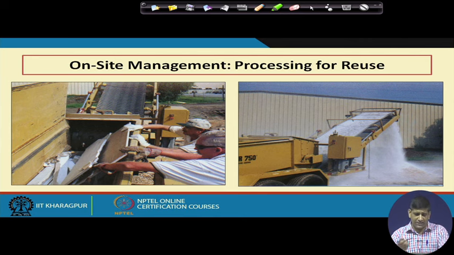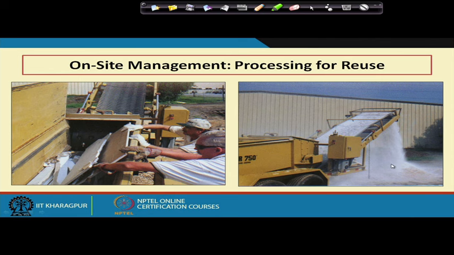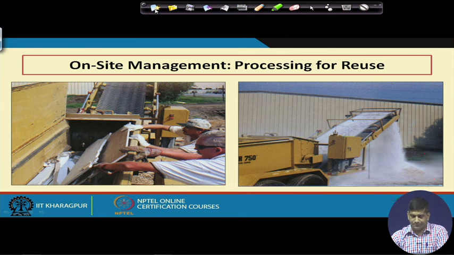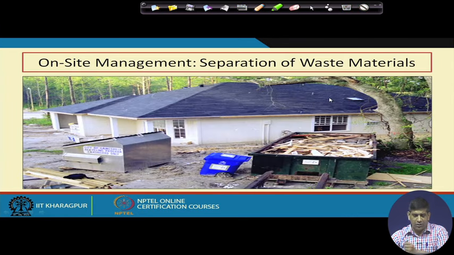So here this is one example of on-site management, processing for reuse. Here the drywall is being recycled, crushed and made into a powder which could be used for certain applications. It can be used as a soil amendment in agriculture because it helps to maintain alkaline pH, and that's good for certain types of plants, especially peanuts. It's used for those plants. We already saw on-site management, separation of waste material. This example you already saw. If you have separated material, that can be reused.